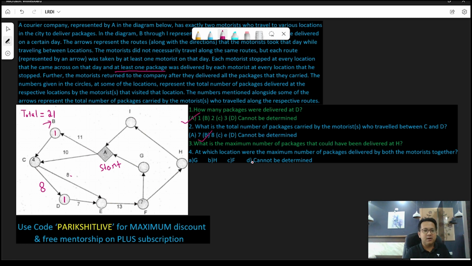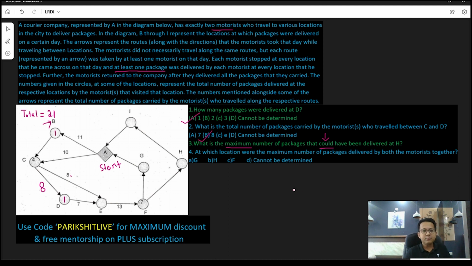Okay, let's look at the third one. What is the maximum number of packages that could have been delivered at H? Look at the wordings. Maximum number that could have been. It means there are multiple possibilities at H. Why? Because they are using the English word could. Could means possibility. So there are multiple possibilities at H. But among the possibilities, what is the maximum that can get delivered at H?